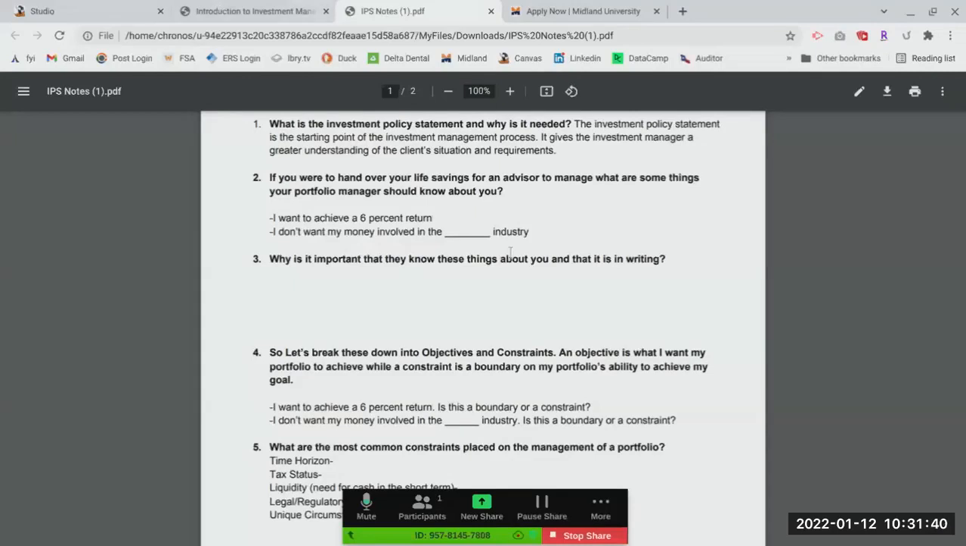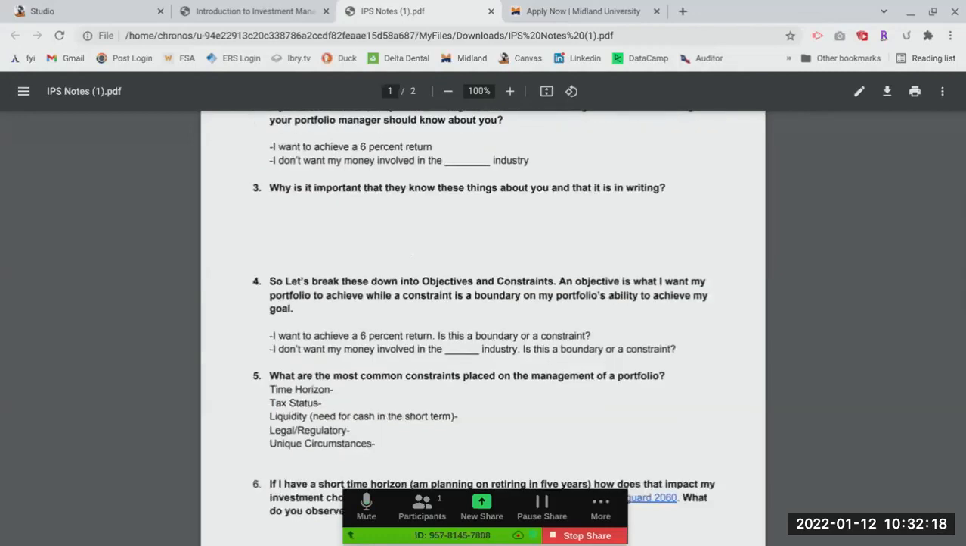If you were to hand over your life savings to an investment advisor to manage, what are some things your portfolio manager should know about you? Can you guys think of anything? What type of return you want? Maybe you don't want your money involved in the tobacco industry, or nuclear industry, or gambling or abortion industry. So if you guys could think of anything unique about yourself, go ahead and put that down.